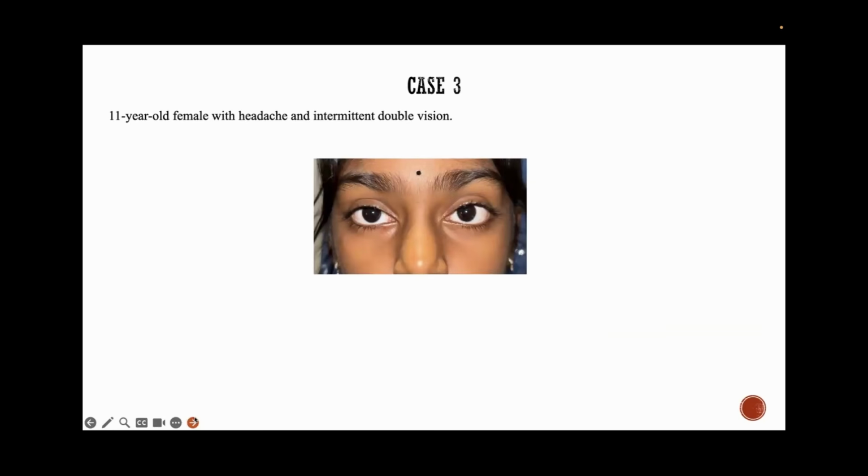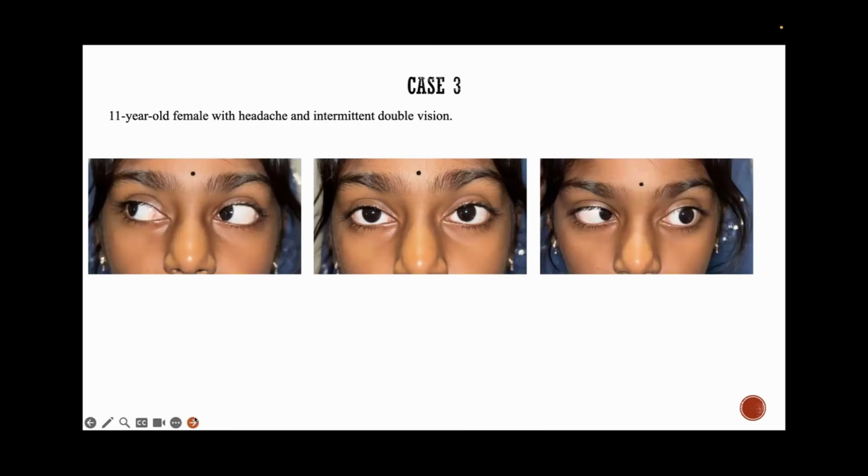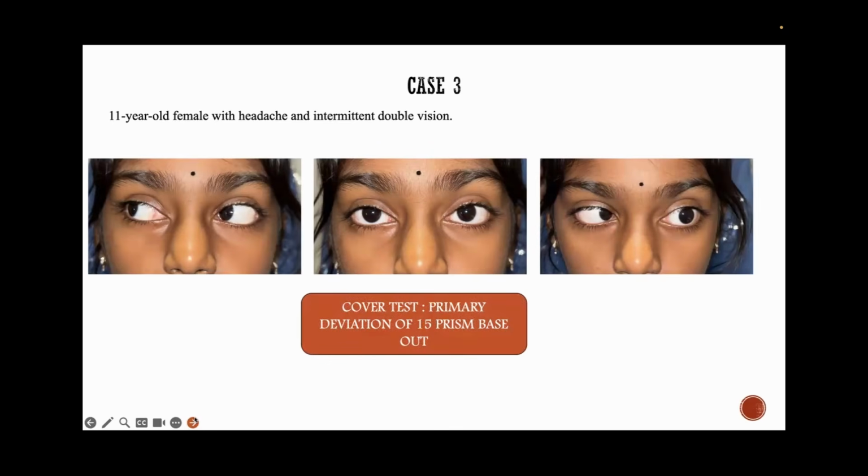Third patient, another small 11-year-old female, headache, intermittent double vision. Another third sign that we had discussed was double vision, again not to be ignored. There's hardly any esotropia if you look at the primary gaze, but the moment you look at her extreme gazes, you see there is a definite left eye abduction limitation. And when I did a cover test, there was definitely a 15 prism base out deviation in the primary gaze.